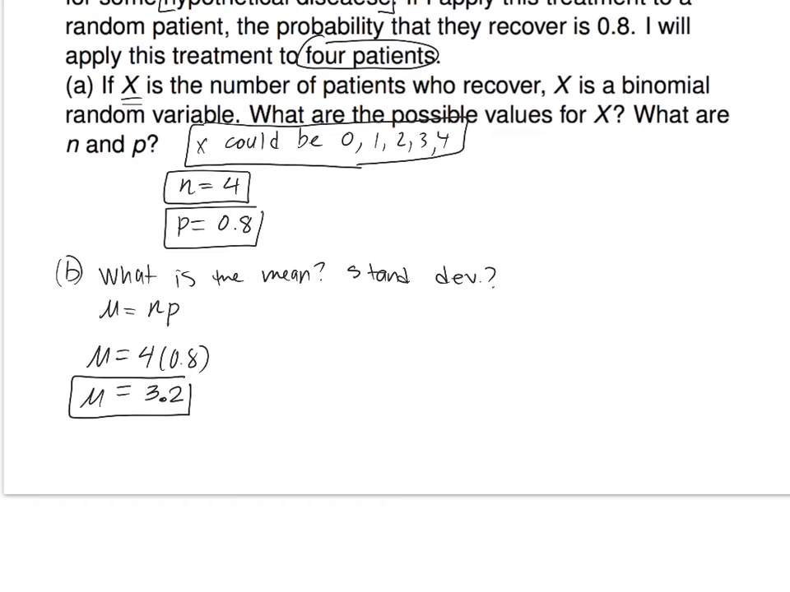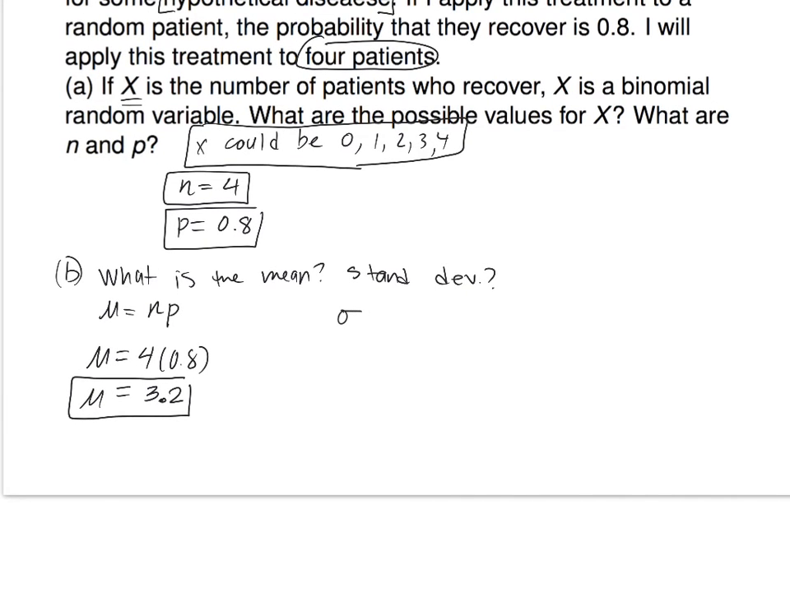What if you had a 50% success rate? What would this mu come out to be? 2. And then the formula for sigma, we'll see if I have it memorized. Wasn't it NP times 1 minus P? Is that what it is? Yes. Okay, which NP is actually mu, but yeah.